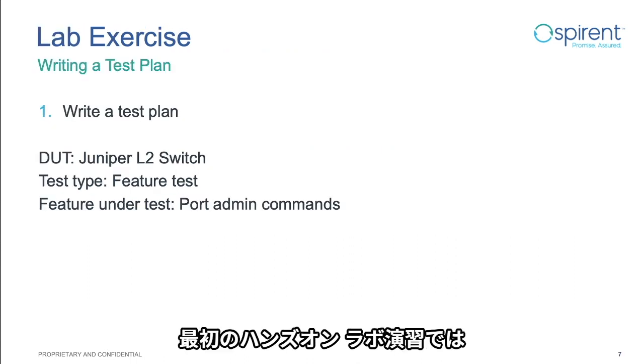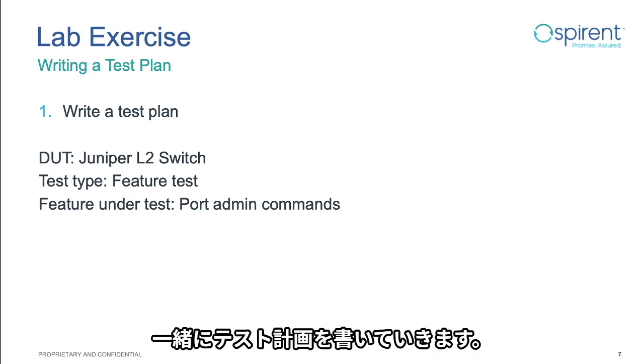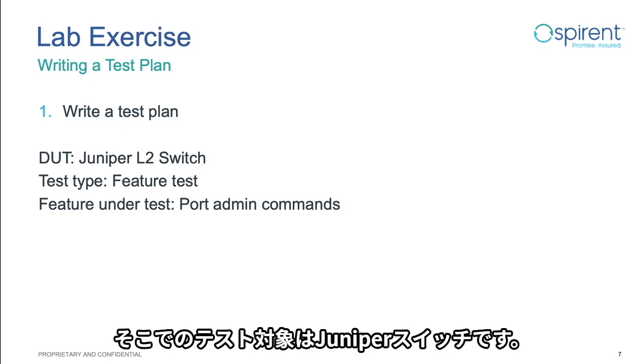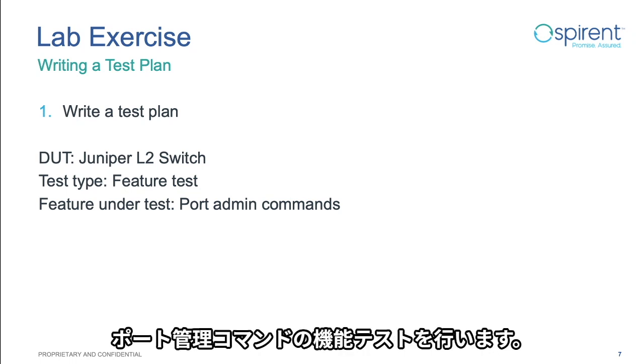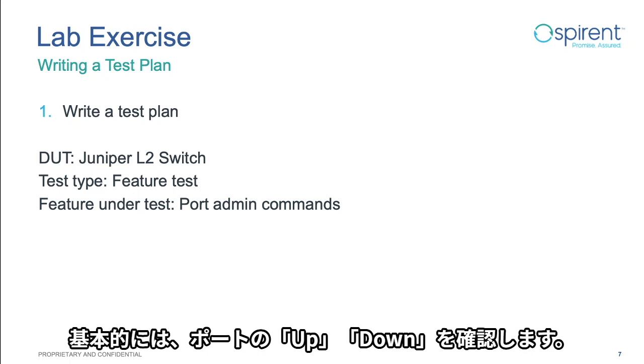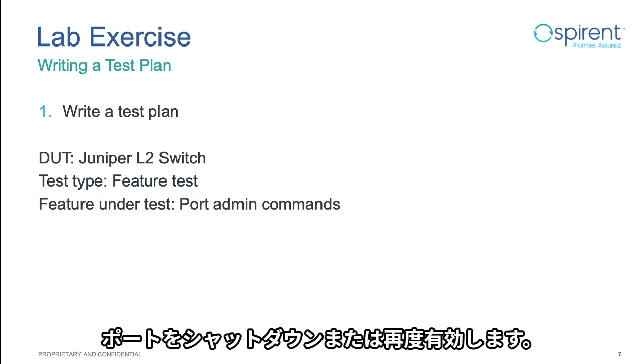For our first hands-on lab exercise, we're going to write a test plan together. In this case, our device under test is a Juniper switch. We're going to do a feature test on the port admin commands. So basically, we want to make sure that the ports go up and down when we shut them down or re-enable them.